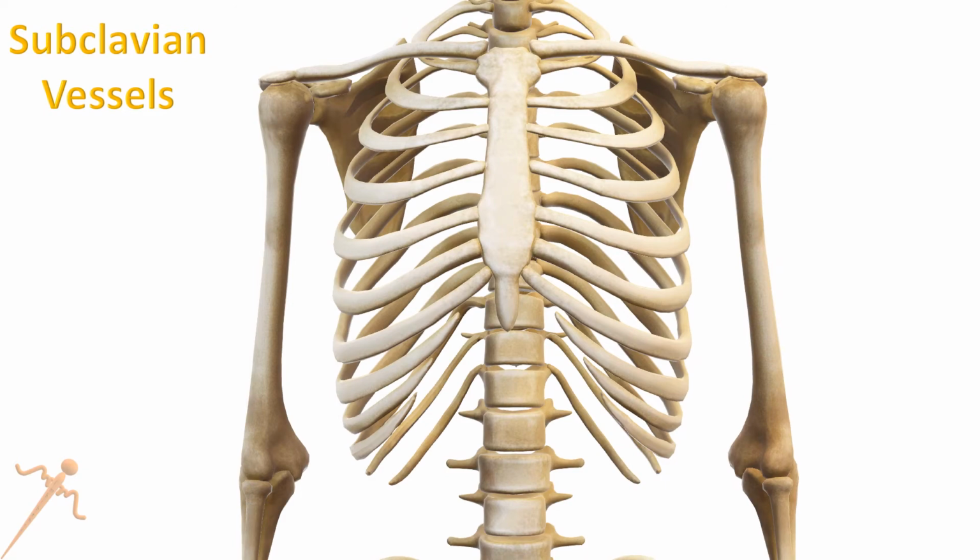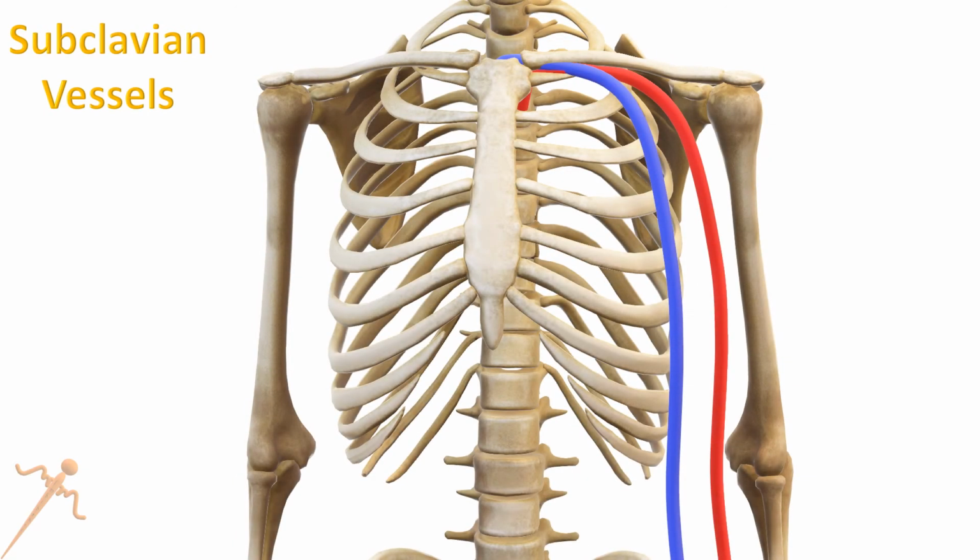The subclavian vessels and cords of brachial plexus pass towards the axilla lying between the inferior surface of the clavicle and upper surface of the first rib. The subclavius muscle acts as a cushion to protect these structures from damage.